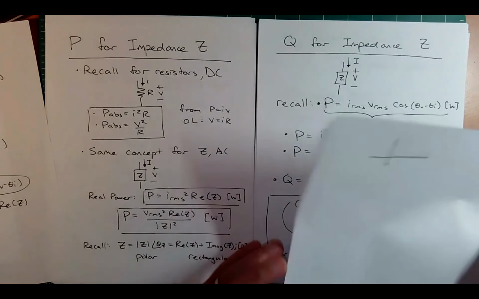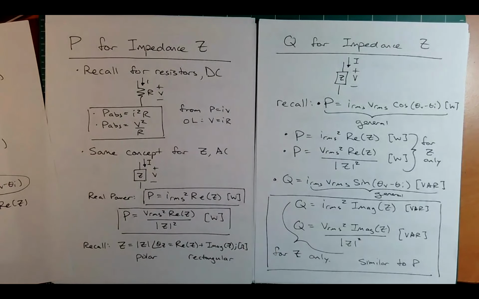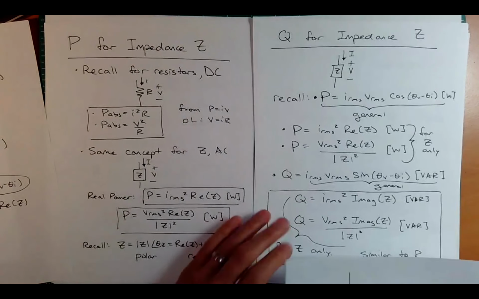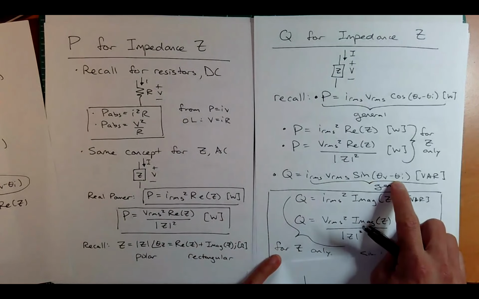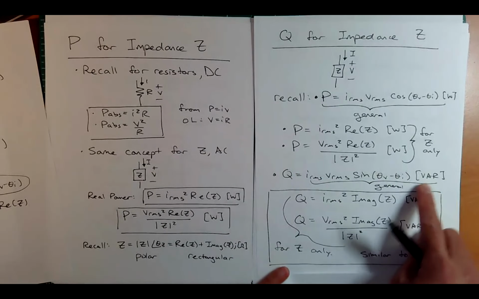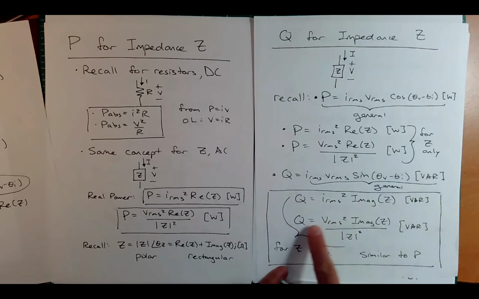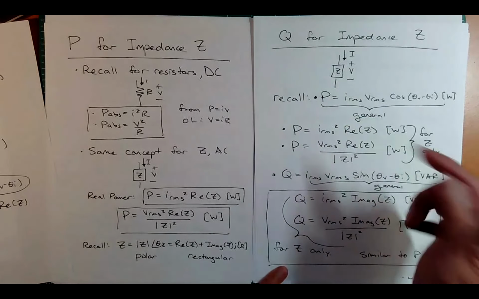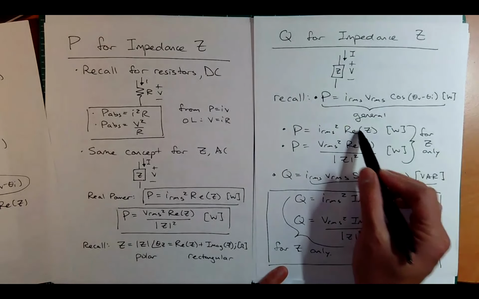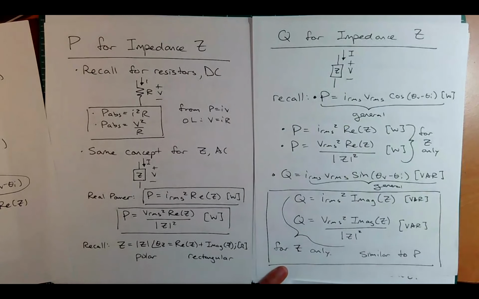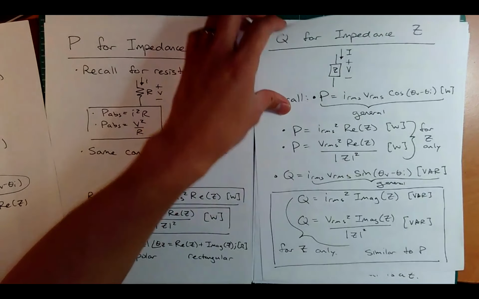What about Q? So Q for a Z, well, what do we have? We have this: IRMS VRMS sine of theta V minus theta I. That's our general equation. Well, look at this. You can put IRMS squared imaginary part of Z, and Q equals VRMS squared imaginary part of Z over the magnitude of Z squared. Notice the pattern match? We have the imaginary instead of the real, but otherwise, it's very similar, okay?